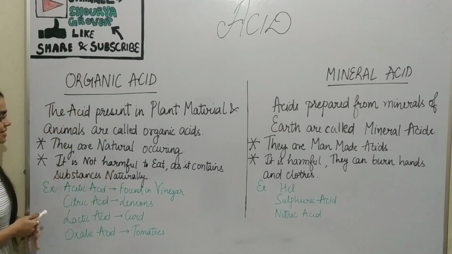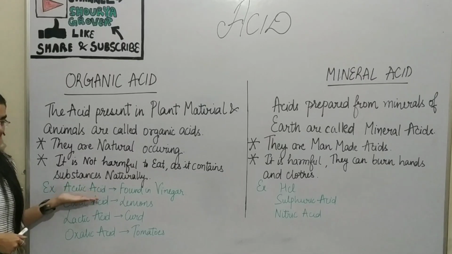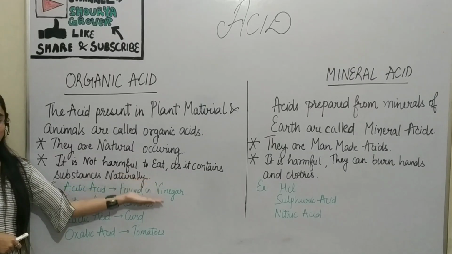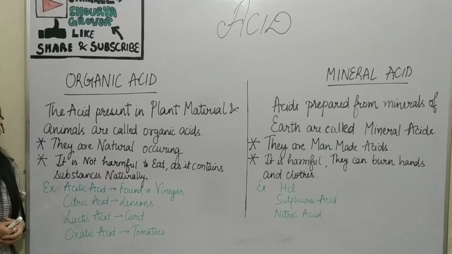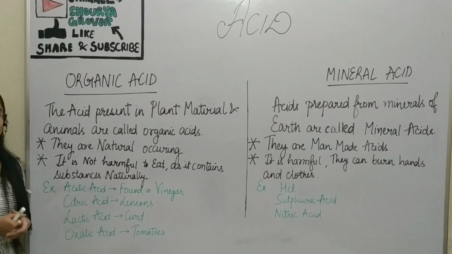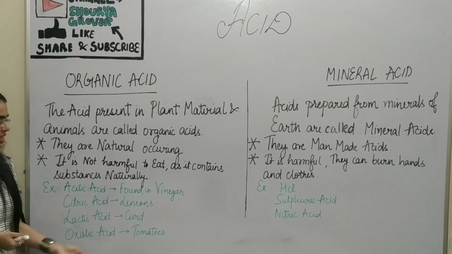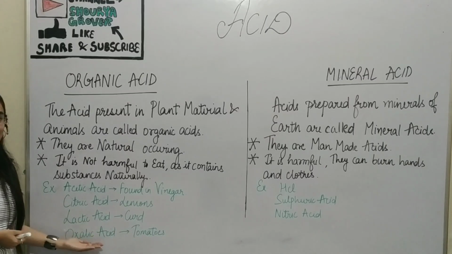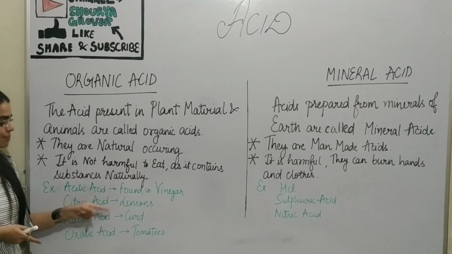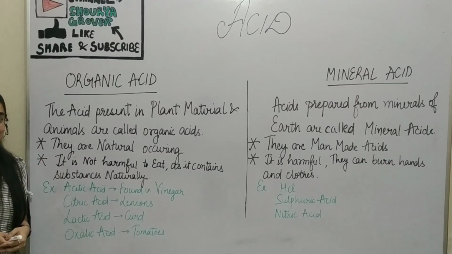So, here are some examples of organic acids. The first one is acetic acid. It is found in vinegar. The second one is citric acid. It is found in lemons. The third one is lactic acid. It is found in curd. And the last one is oxalic acid. It is found in tomatoes. So you can see the examples of organic acids.